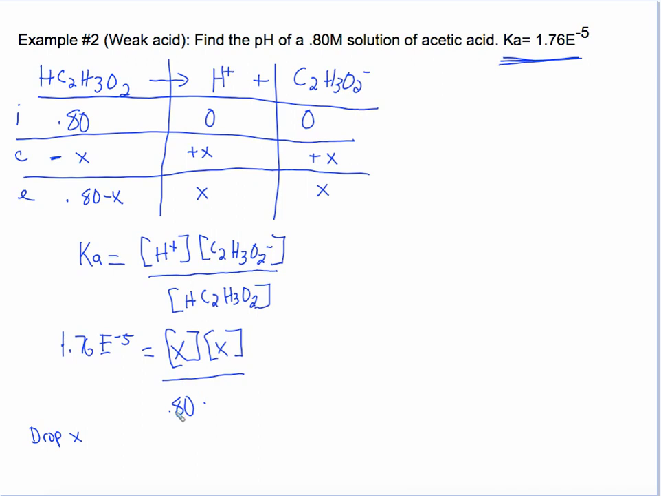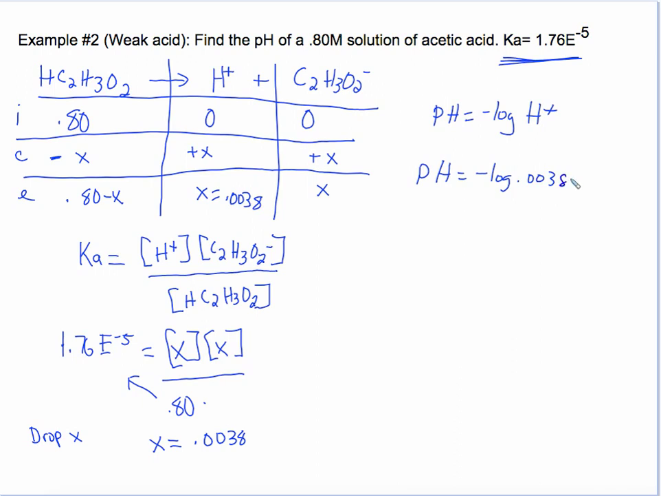I don't need that. So we can drop that, and it makes the math a lot easier. And so now what you can do to solve that is solve for x. I'm going to move the 0.80 over to the other side, and then take the square root of both sides. So if I take 0.80 and cross multiply it over here, and then take the square root of that, I end up getting that x is equal to 0.0038. Now, what is x? Well, x is equal to H plus. So now I know my H plus, so now I can just go pH equals the negative log of the H plus. And so pH will be equal to negative log 0.0038. And so the pH that I end up getting is 2.4.